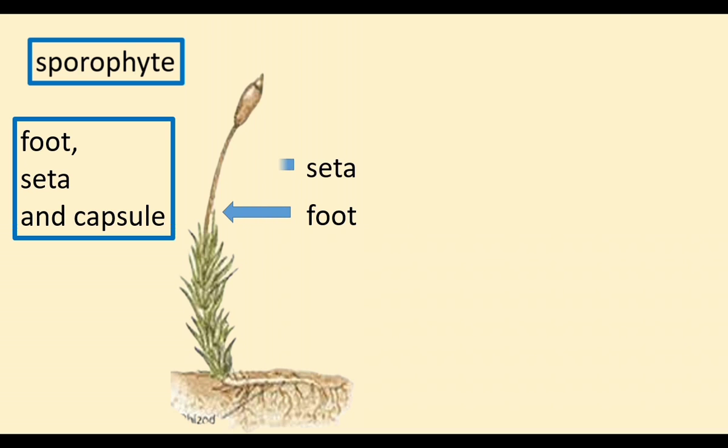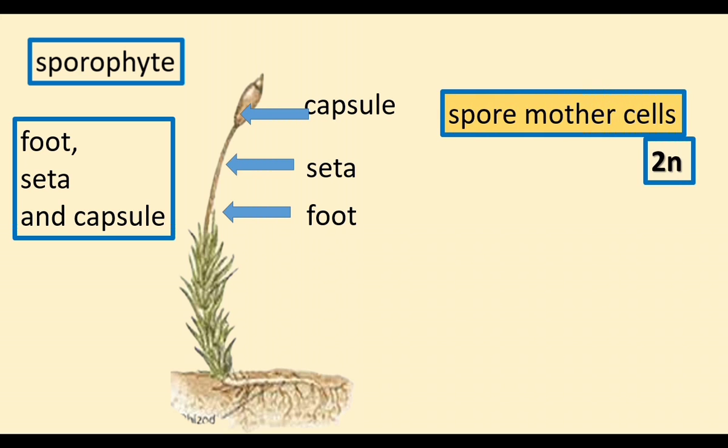The next part is the seta. The top part is the capsule. The capsules contain spore mother cells. Spore mother cells are diploid. So spore mother cells are the last cells of the sporophyte generation.